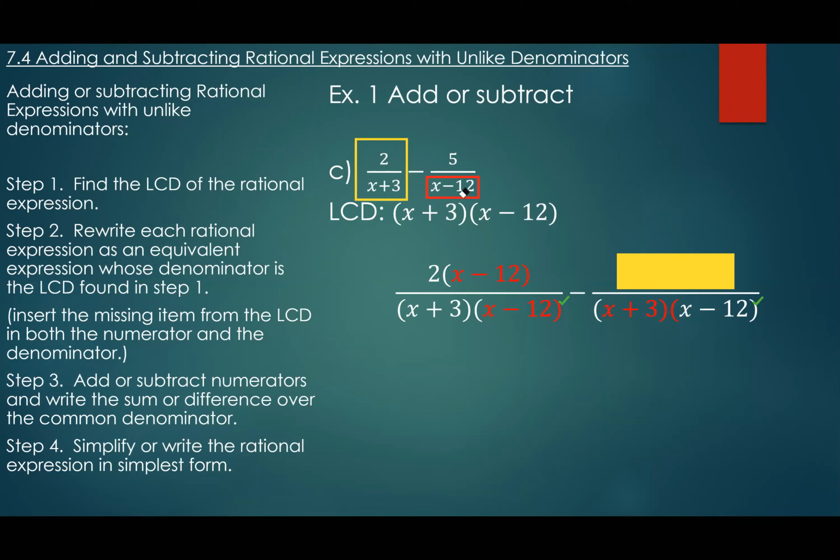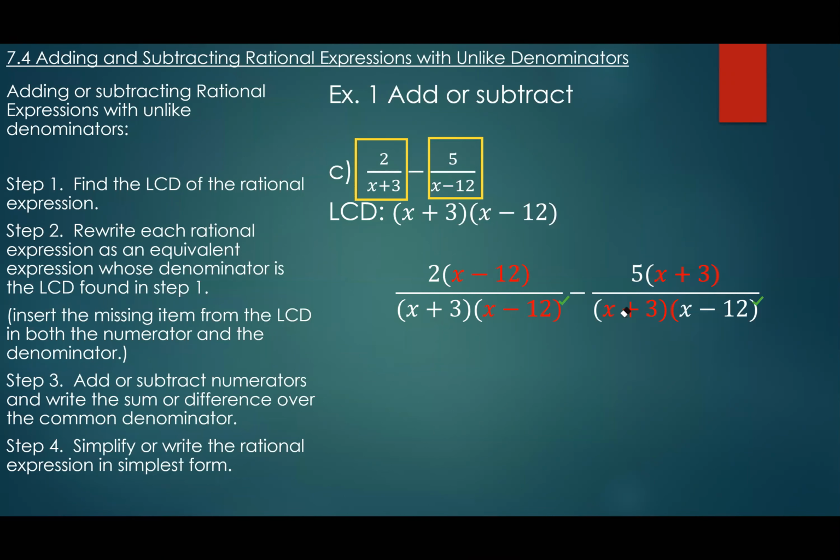Same thing goes over here. What am I missing from my LCD? Or how did you change from 5 over x minus 12 to become x plus 3 times x minus 12? Well, do you believe that all we did was insert the x plus 3?